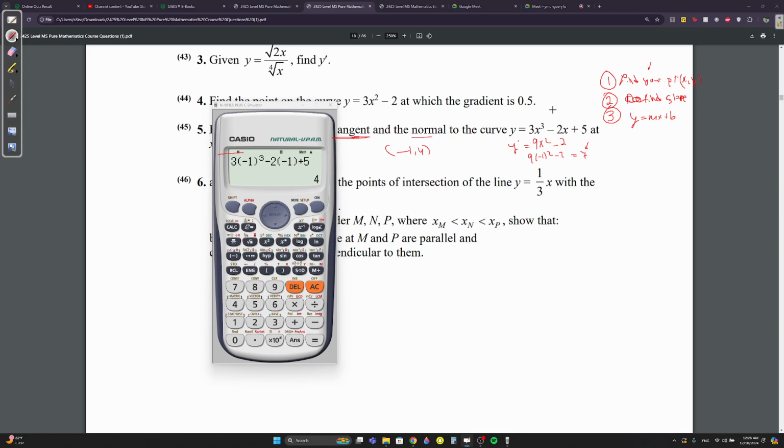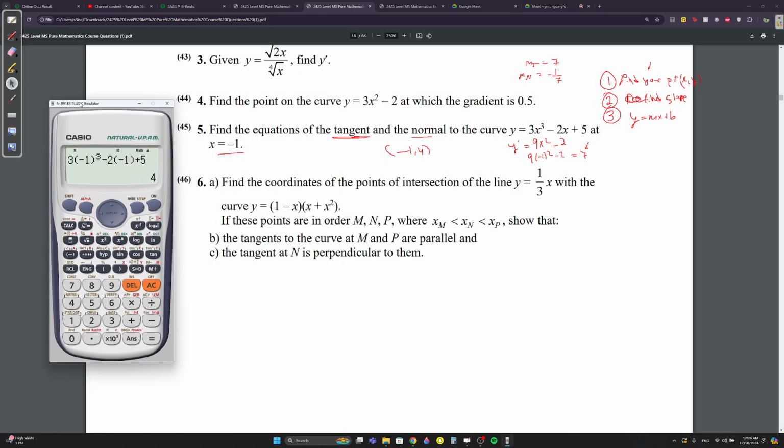But for the normal, let's write it. M of the tangent is equal to 7. But you know that the m of the normal is the negative reciprocal. So -1/7. M of the normal is -1/7.